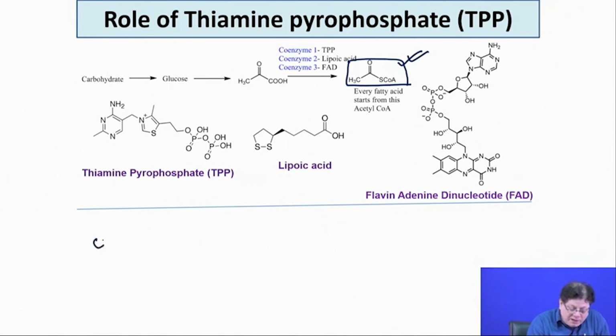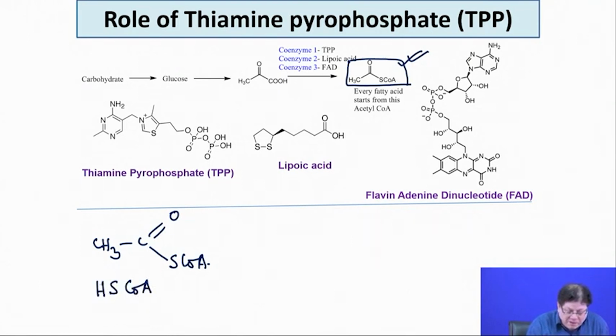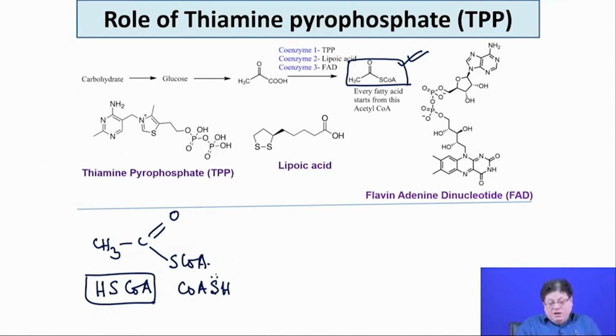Now, what is acetyl CoA? That CH3 structure is given, C double bond O, and this is SCoA. That means it is a thioester of what? Thioester of coenzyme A. This is the structure of coenzyme A, SH, or you can write it CoASH. So, it ends up with a sulfur, a sulfhydryl SH arm, and that is a very good nucleophile, that we know. So, it is a thioester of coenzyme A, and what is the acid component? It is acetic acid. So, it is called acetyl coenzyme A.